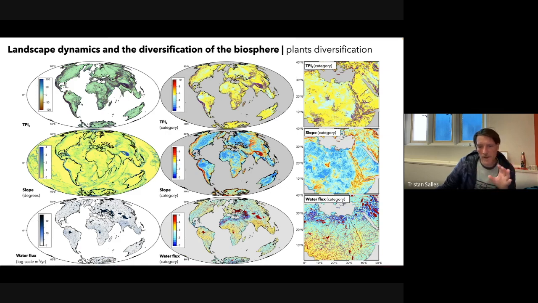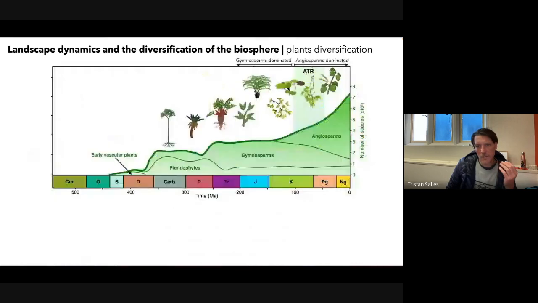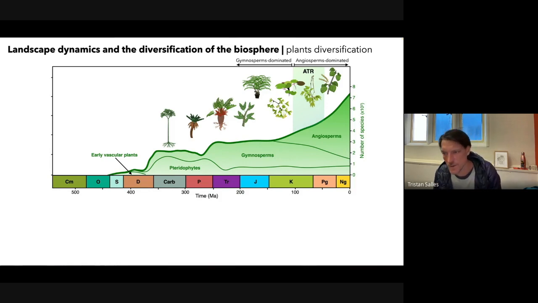And so we combine that together to form this physiography diversity index. And then after, what we do is we try to compare both the sediment flux, but this time which is stored inland, and our physiography diversity with the evolution of a plant. So if we look at the evolution of plant, we start in the Silurian.